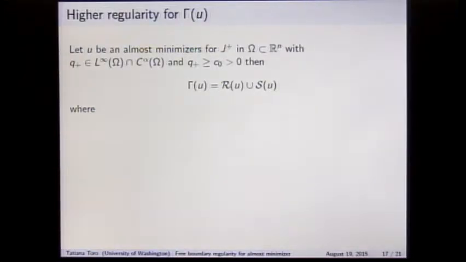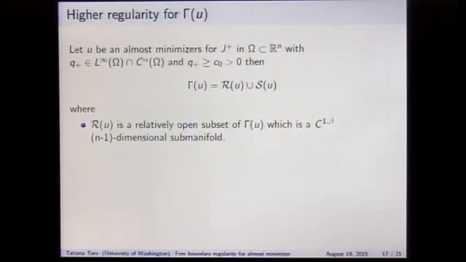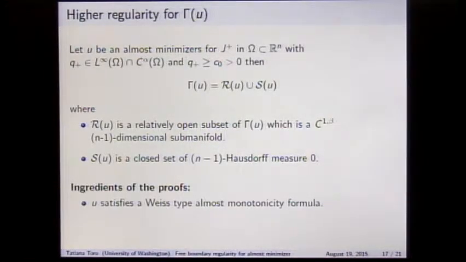And then we can write the free boundary gamma of U as a regular part union a singular part, but of course it's not as nice as, well, not yet. The regular part is a C^{1,beta} (n-1)-dimensional submanifold, a relatively open subset, and the singular set is a closed set of (n-1)-dimensional Hausdorff measure 0. Okay? And of course, I'm going to show you some of these.